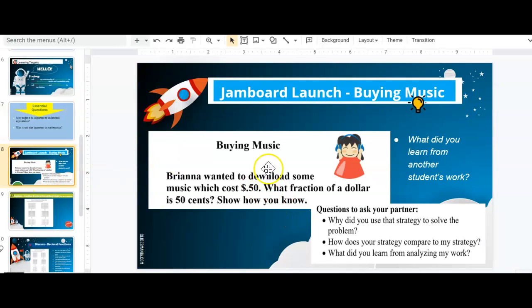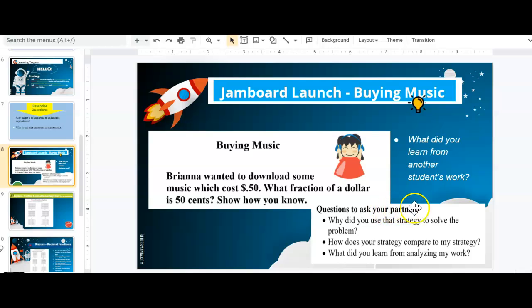And our first slide for our launch here is buying music. So this is also going to be on a Jamboard. Buying music. Brianna wanted to download some music which cost 50 cents. What fraction of a dollar is 50 cents? Show how you know.